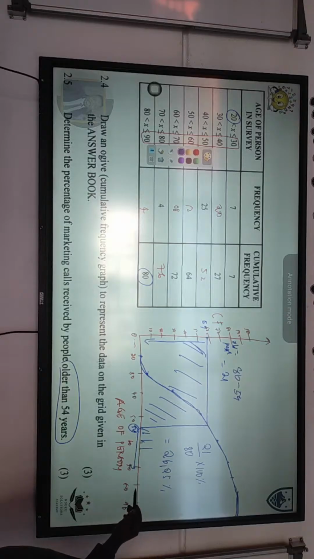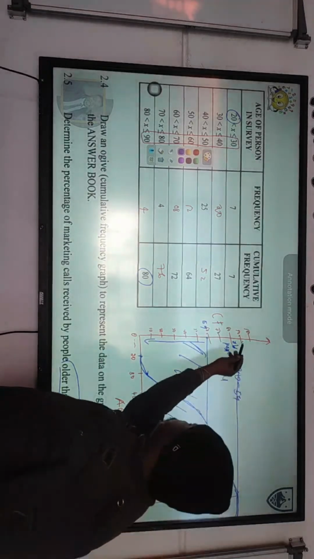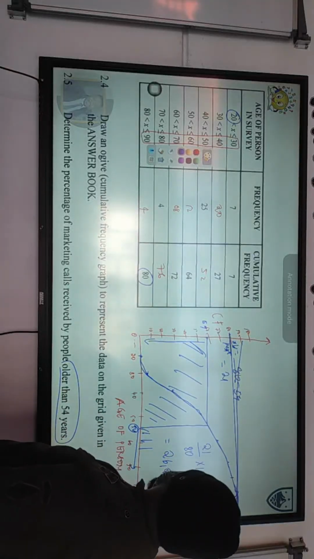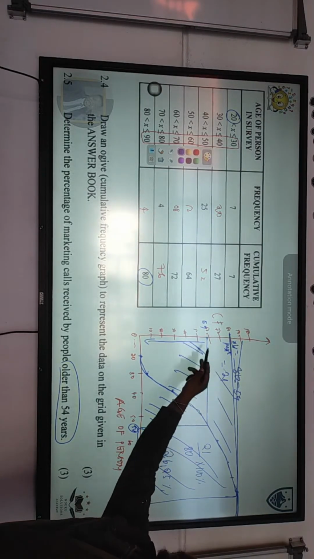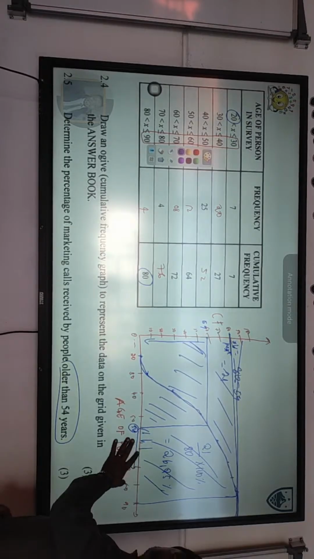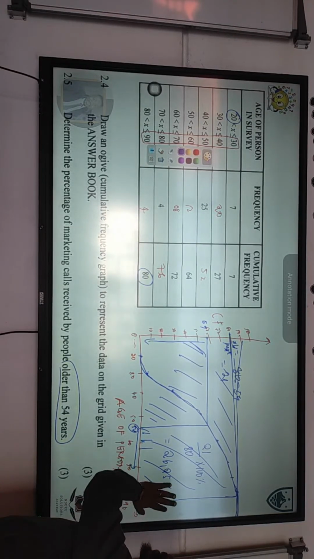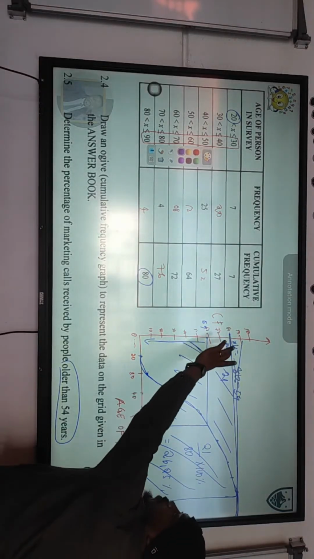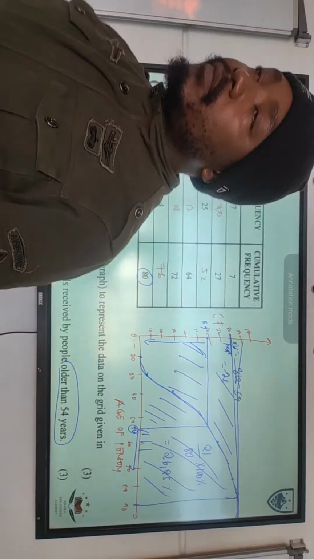So the 80 is the last one, so it's going to be somewhere at 80. My graph is not accurate. So I'm looking for these people. These are the people I'm actually looking for. This part. To make my life easy, I'll take 80 because I know the end will get at 80. So I'm going to say 80 minus 54. It will give me the people who are actually older than 54.